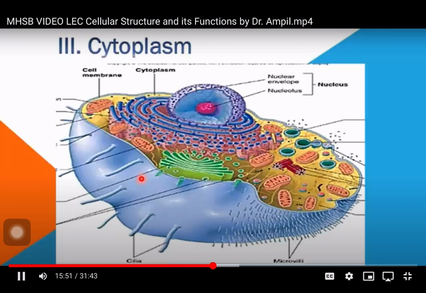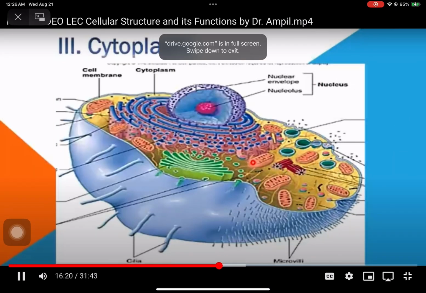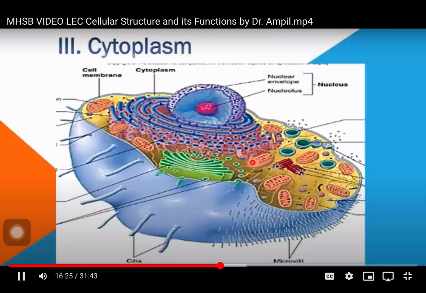Now, the cytoplasm is semi-fluid and is colloidal in nature. The cytoplasm contains organelles, inclusions, and the cytoskeleton or the supporting framework of the cells. Note that under your hematoxylin-eosin stains, the cytoplasm is acidophilic, meaning it is reddish or pinkish in color. Now, this is due to the presence of proteins here in the cytoplasm.